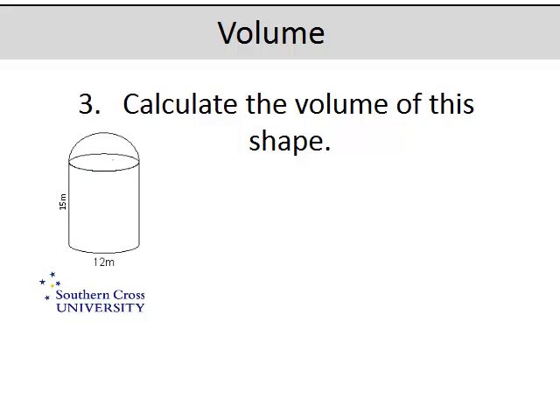The third question, we're after the volume of this shape, and this shape is a cylinder with half a sphere on top. A half a sphere we could call a semisphere or a hemisphere if you're thinking of the Earth. So that means the total volume here is equal to the volume of the cylinder plus the volume of the semisphere.